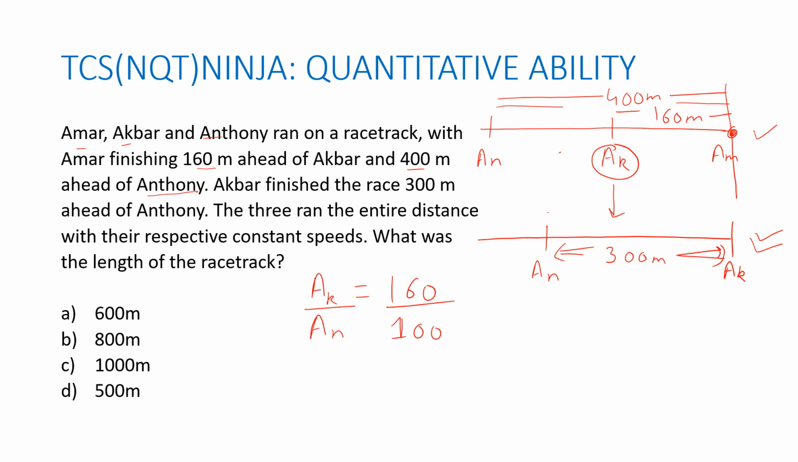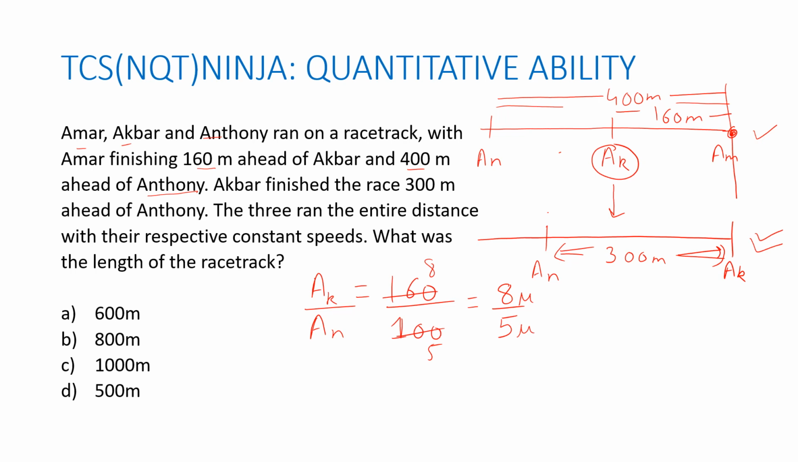So if I just reduce this ratio to simple form, this is going to be 8:5. So the ratio of the distance covered by Akbar to the distance covered by Anthony has to be 8:5. Now, what does it mean? It means every time Akbar is covering 8 units, Anthony is going to be covering 5 units. So there is a difference of 3 units.